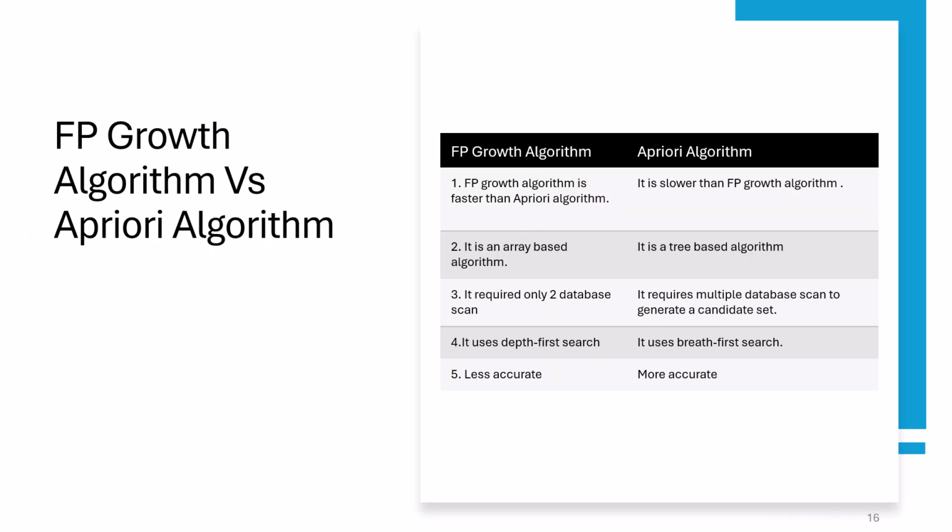FP growth versus Apriori algorithm. FP growth algorithm is faster than Apriori algorithm, but Apriori algorithm is slower than FP growth. FP growth is a tree-based algorithm, but Apriori is an array-based algorithm. FP growth requires only two database scans, but Apriori requires multiple database scans. The fourth one: the FP growth algorithm uses a depth-first search, while Apriori uses breadth-first search. FP growth is less accurate, Apriori is more accurate.